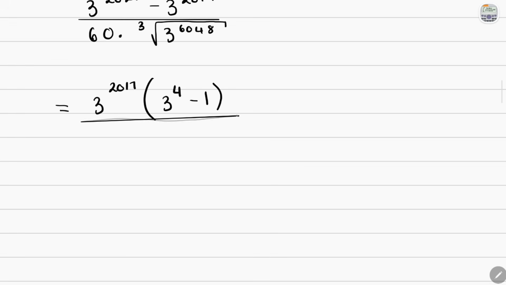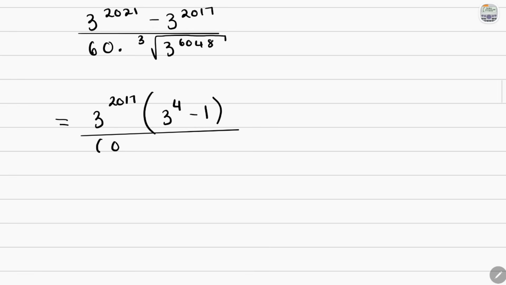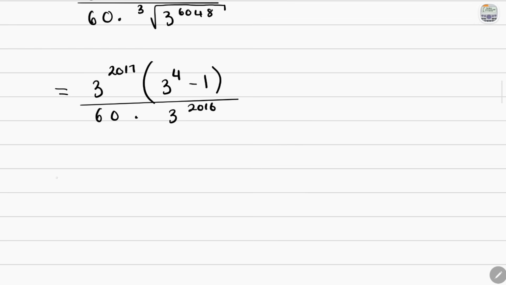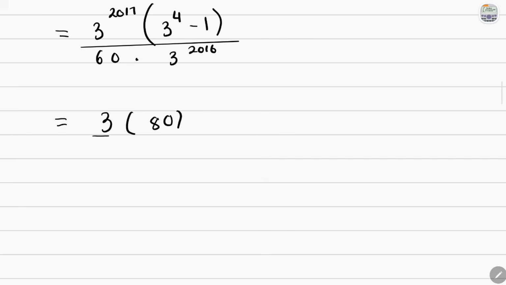And so this is 60 multiplied by 3 to the power of 2016. Okay, so these two would divide. If you say 3 to the power of 2017 divided by 3 to the power of 2016, because they have the same base, the exponents will subtract. So if you minus, all that you'll be left with here is a 1. That means this is 3 to the power of 1, which is just a 3. And then 3 to the power of 4 is 81, minus 1 is 80. And so this is what we have here in the numerator, 3 times 80. And then what was left in the denominator was the 60.